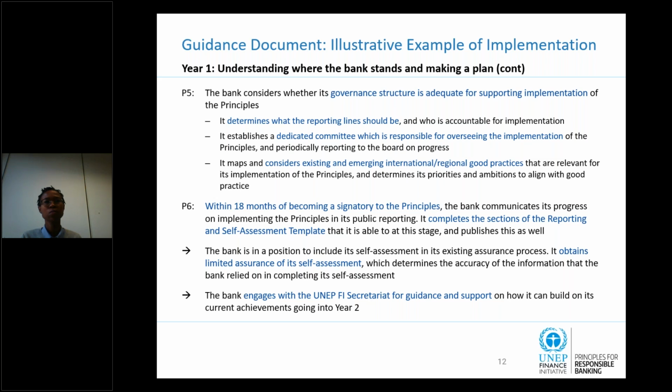So for example, it might be a bank that's already doing some sustainability reporting, and is able to leverage that assurance process that it already uses. It works through the accuracy of the information that the bank relied on in completing its self-assessment as well. And then at the end of this process, the bank's decided that actually it's feeling a little more ambitious. It's ready to step into year 2, and it checks in and engages with the Unit 5 Secretariat team for some guidance and support, insights around how it can build on those achievements, or if you like, that first year of understanding as it steps into its second year.